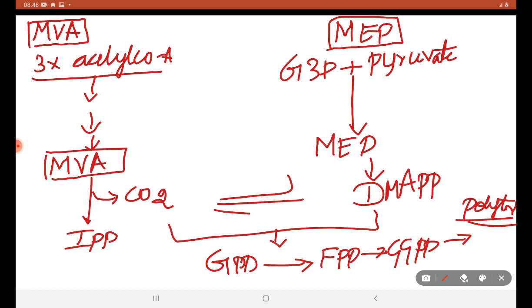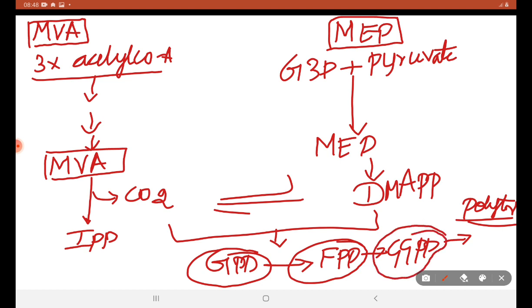Geranyl pyrophosphate is a monoterpene. Farnesyl pyrophosphate is a sesquiterpene. Geranylgeranyl pyrophosphate is a diterpene. And they result in polyterpene. Each isoprene unit will come and add at each step. This occurs in the cytosol. This occurs in the plastid.